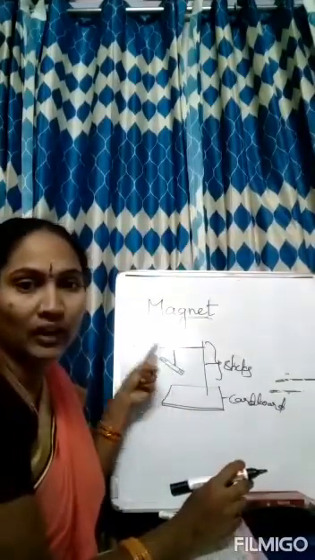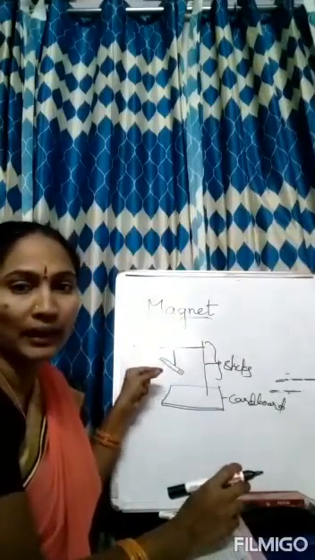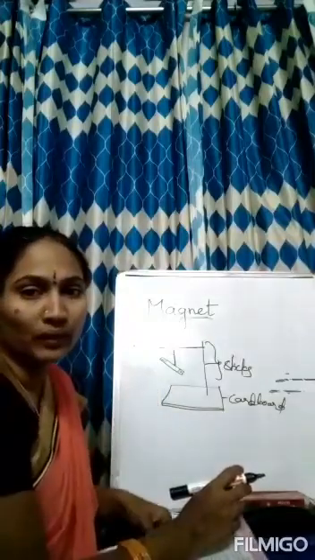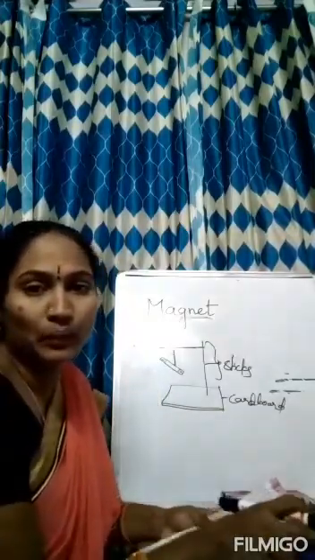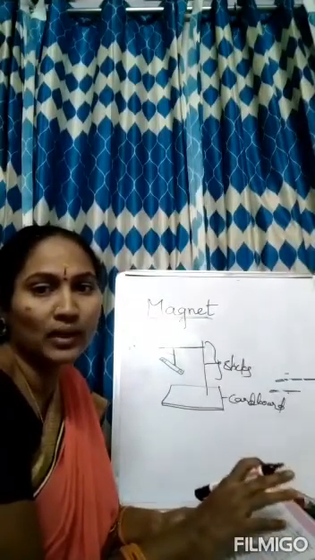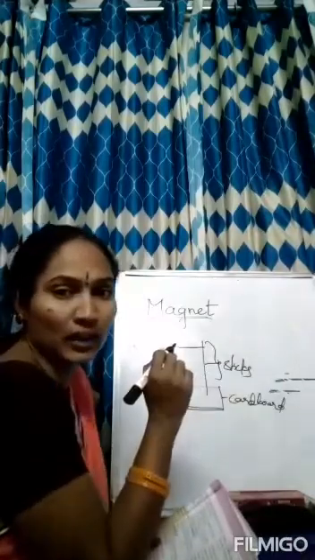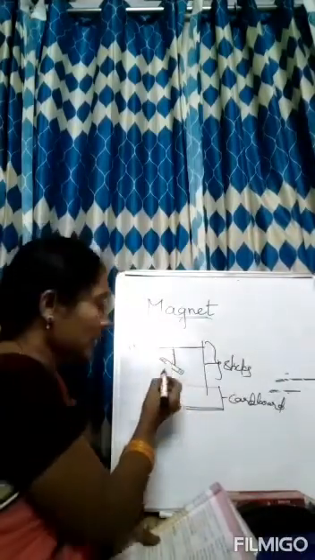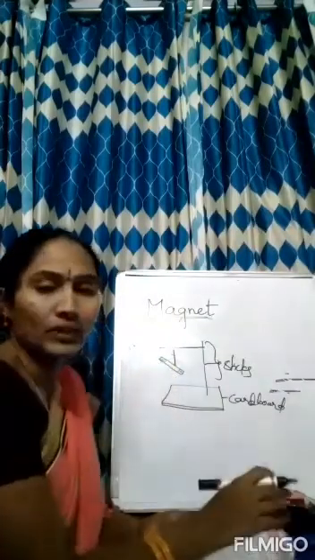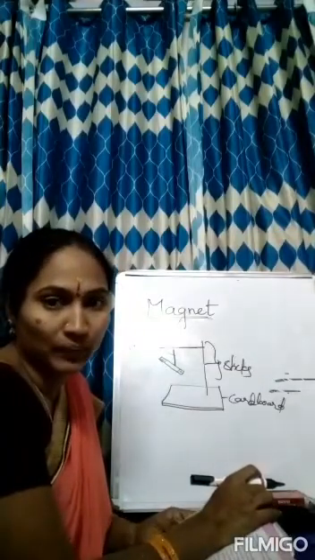Using thread you have to tie a bar magnet to this stick and hang it in the air. It will be moving. After some time it will come to a rest position. It will stop moving, that is called the rest position. Then you take a sketch pen and color one end. Then after some time, again try to move it.